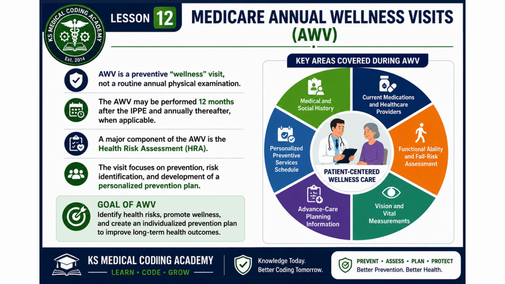Now let's take a closer look at the Medicare Annual Wellness Visit, or AWV. The AWV is a preventive wellness service. It is important to remember that it is not a routine annual physical examination. A key part of the AWV is the Health Risk Assessment, or HRA. The assessment helps identify health risks and supports the development of a personalized prevention plan. During the visit, important areas such as the patient's medical and social history, medications, healthcare providers, functional ability, fall risk, vision, and preventive care needs may be reviewed. The overall goal of the AWV is to identify health risks, promote wellness, and plan appropriate preventive services for the patient.